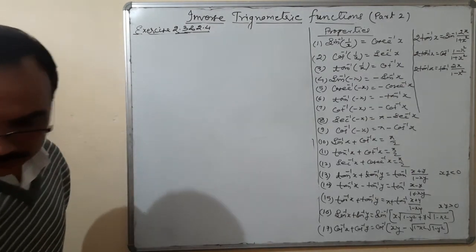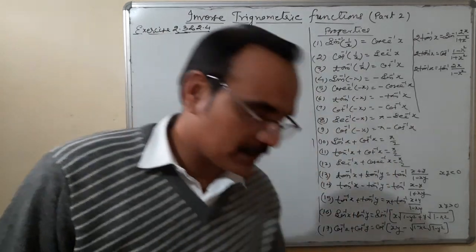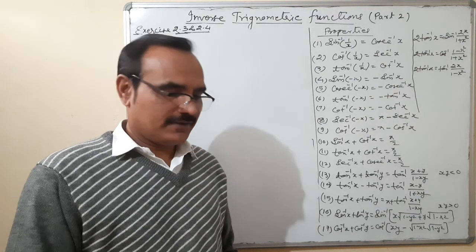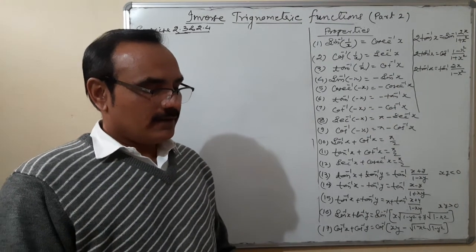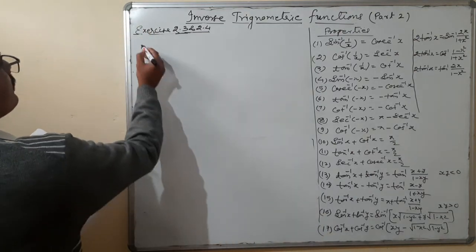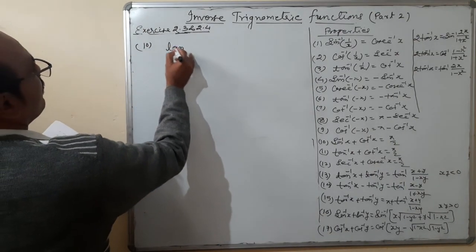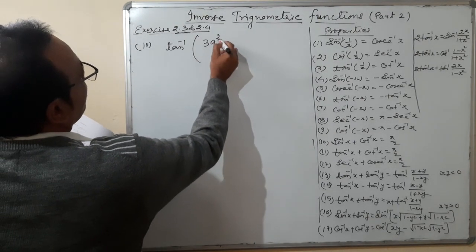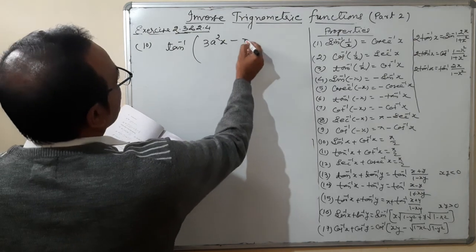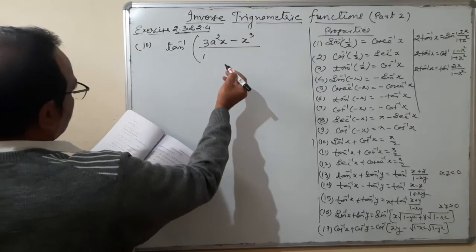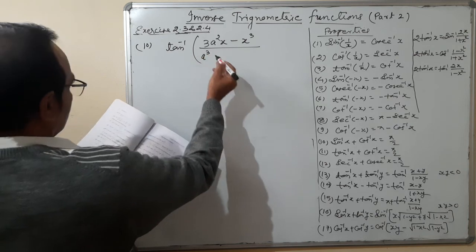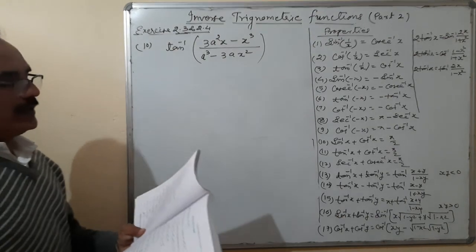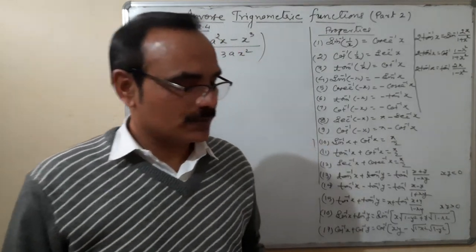Next question. From exercise 2.2, I am selecting question number 10. This is also based on tan. Tan inverse (3a square x minus x cube) upon (a cube minus 3ax square). Same kind of question.